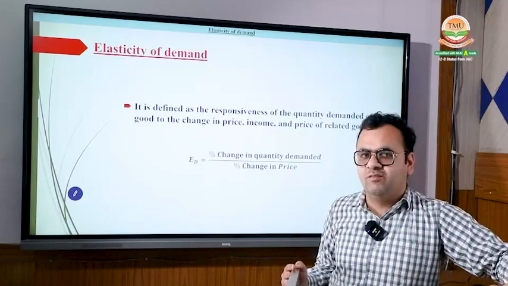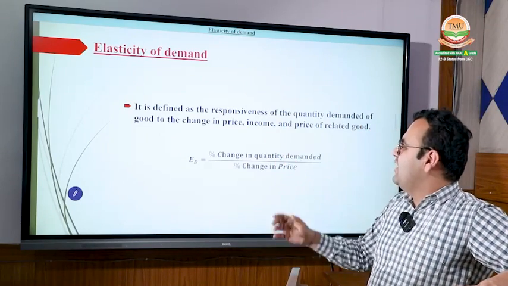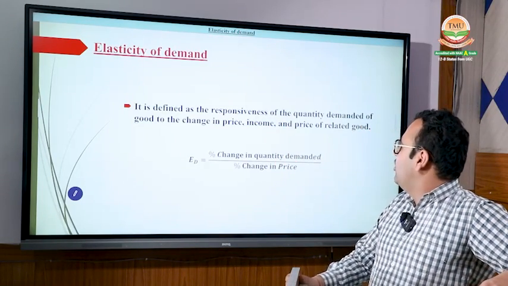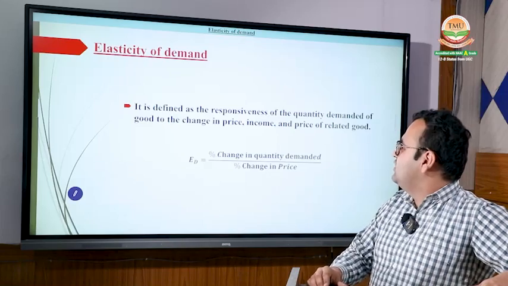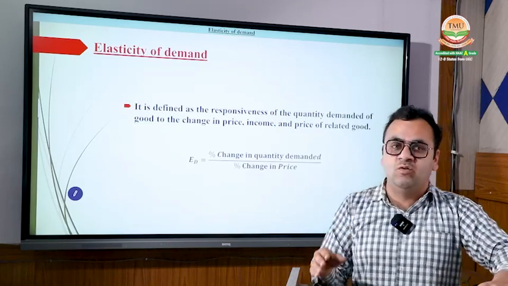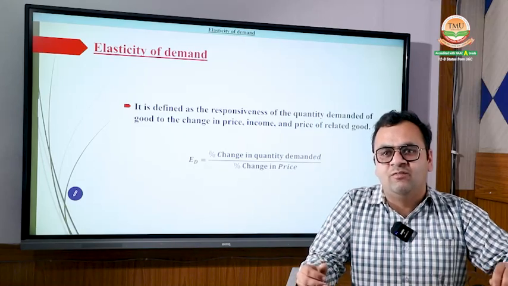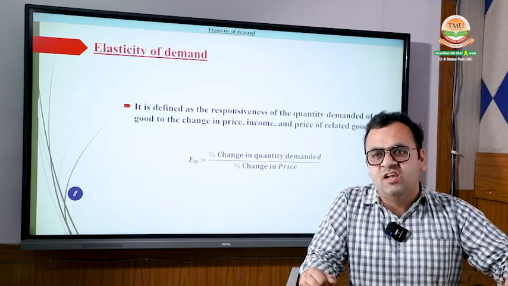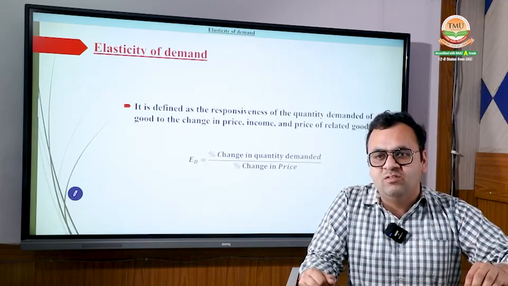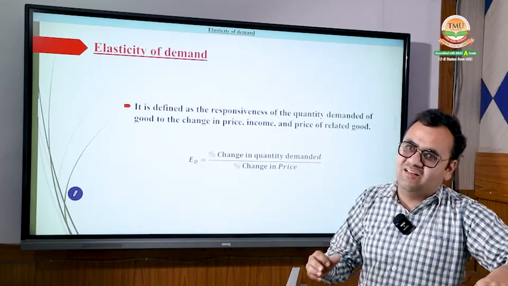Actually, what is elasticity of demand? Elasticity of demand is defined as the responsiveness of the quantity demanded of the good to the change in the price, income, and price of related goods. Change in income and change in price is known as elasticity of demand. How much the change in income is taking place and how much the change in price of the goods is taking place is known as elasticity of demand.